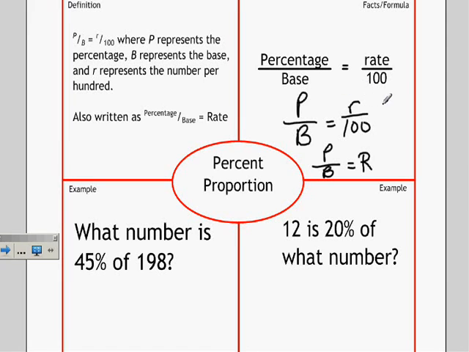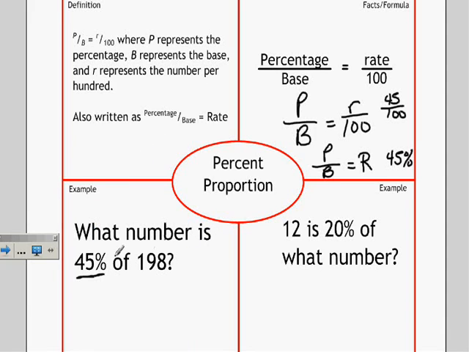The difference between these two would be, let's say, looking at this example right here, 45% is our rate. If I were to write it here, it would be 45 over 100. If I were to write it as a big R, it would be 45%. So this is a fraction, this is a percent already. Again, don't get confused with percentage with percent. Two different things here. The easiest thing to do is to look at the example.